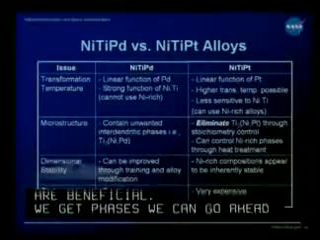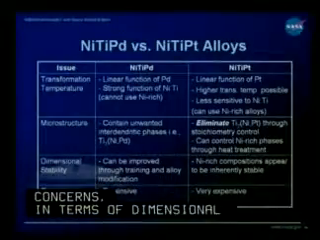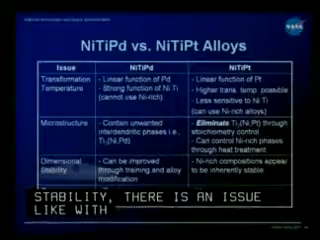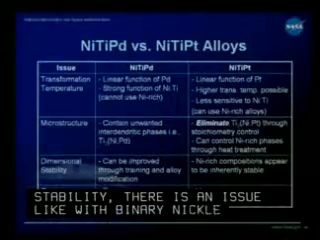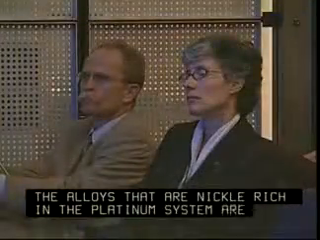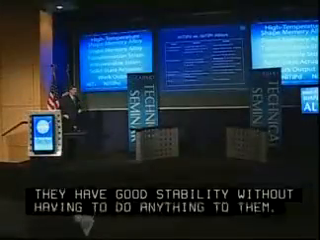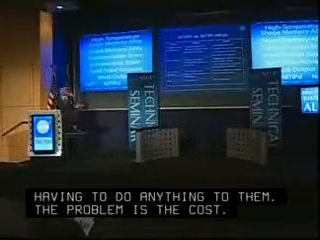In terms of dimensional stability, there's an issue, just like with binary nickel-titanium, with the nickel-titanium-palladium alloys. But the alloys that are actually a little bit nickel-rich in the nickel-titanium-platinum system are inherently dimensionally stable. They have very good stability without having to do anything to them. The problem, of course, is the cost. Palladium is expensive. Platinum is just outrageously expensive.